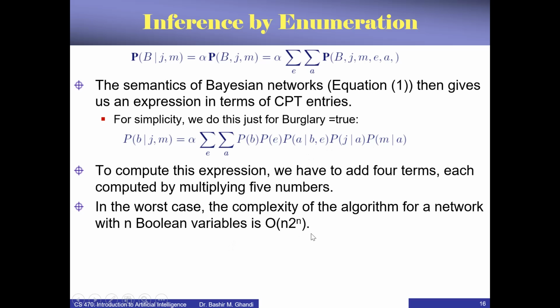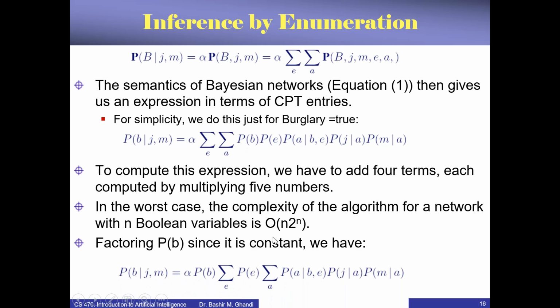In the worst case, the complexity of the algorithm for a network of n Boolean variables can be as big as O of n times 2 to the power n. So you can clearly see that this is really going to be very expensive. In this case, we may be able to improve by factoring out probability of B, because probability of B is going to be constant. So you can factor it out to make the expression a little easier to compute. You may be able to have something like this.